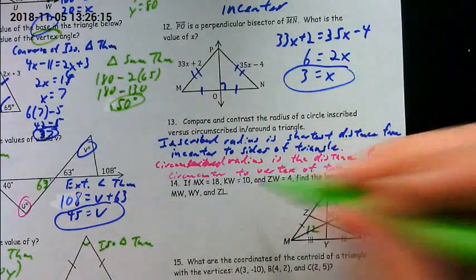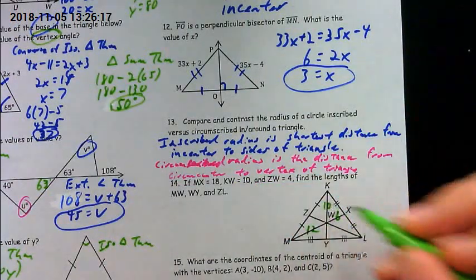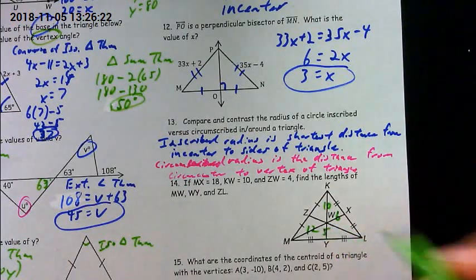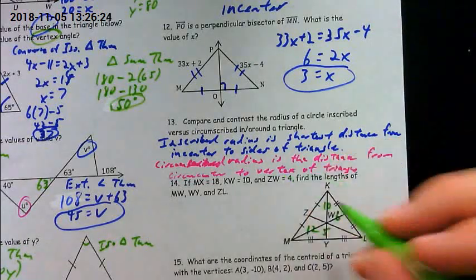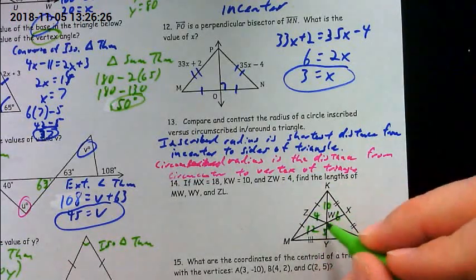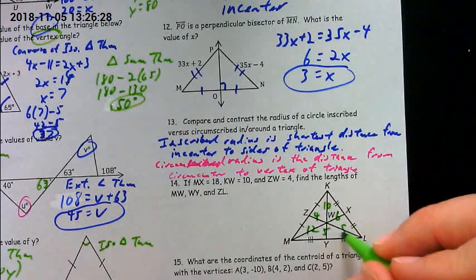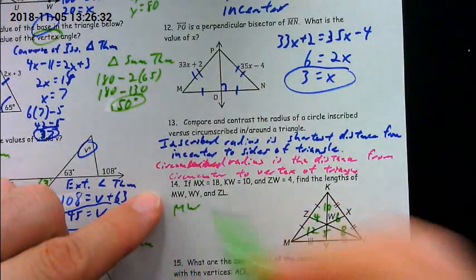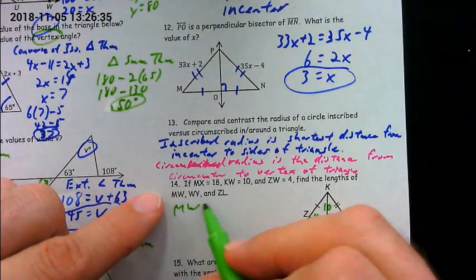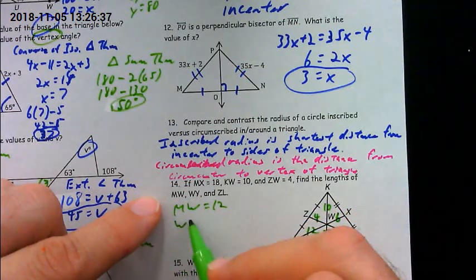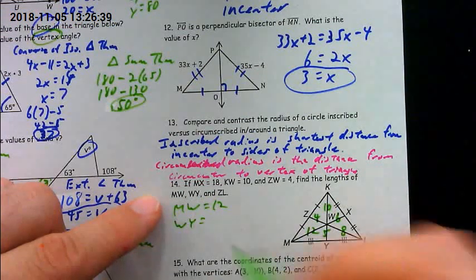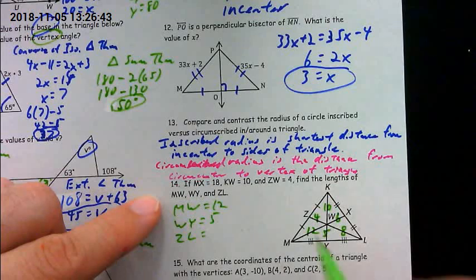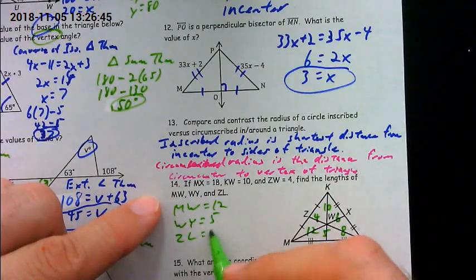For KW, 10 there. So if the longer piece is 10, this piece is half of that, so this would be 5. ZW, it says, is 4. So if that little piece is 4, this big piece here is double it, 8. Which ones did they ask for? MW. MW we said is 12. WY is 5. And ZL is also 12, because you got to add the 4 and the 8.